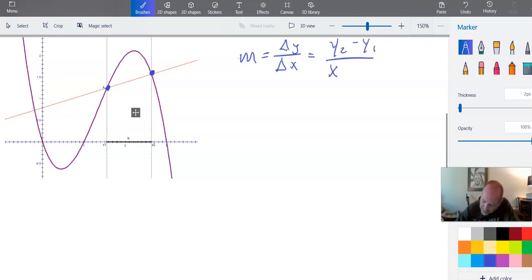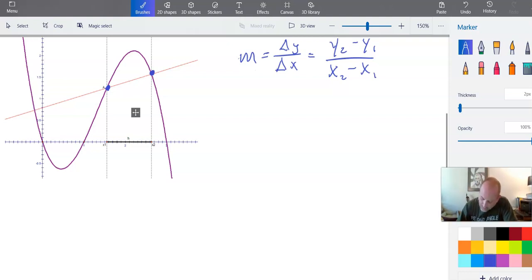Over x2 minus x1, right? The traditional slope formula. And we already have x1 and x2 right here. Now notice that means the change in x is the difference between the two x values, and the change in y is the difference between the two y values. Well, if we think about how we went about finding those y values, we would have plugged the x values into the function to figure out what they were.